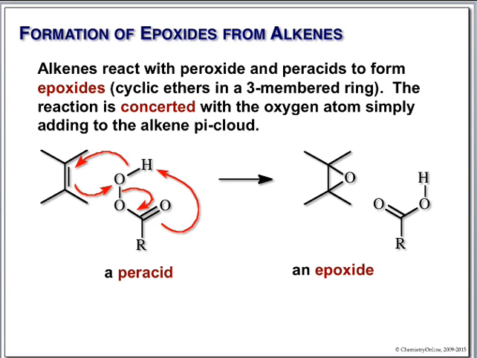Basically, we are donating this oxygen. These electrons come up, these go in, pull off the hydrogen here with this carbonyl, wind up with the carboxylic acid and the epoxide. Very simple reaction. All you have to do is remember: alkene, per acid, epoxide. Any questions? Well, then let's do it.